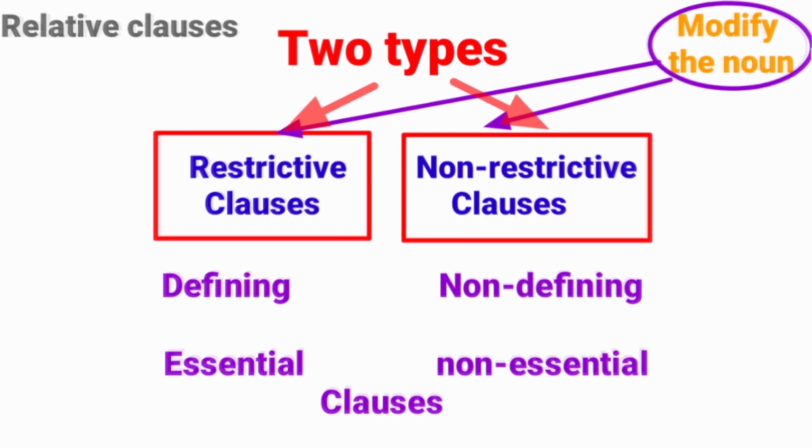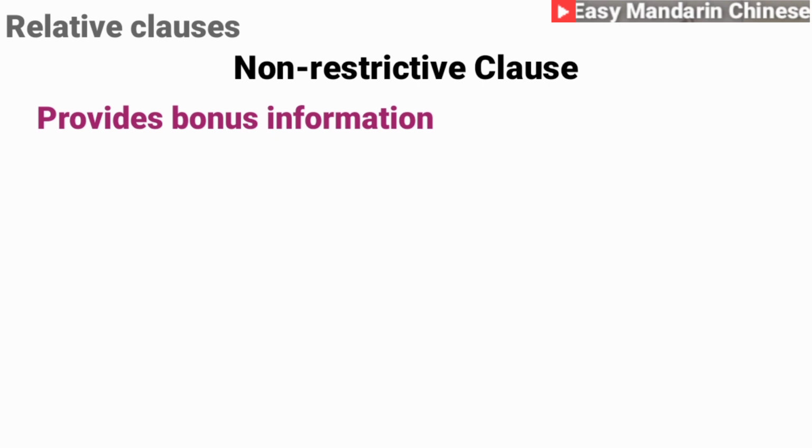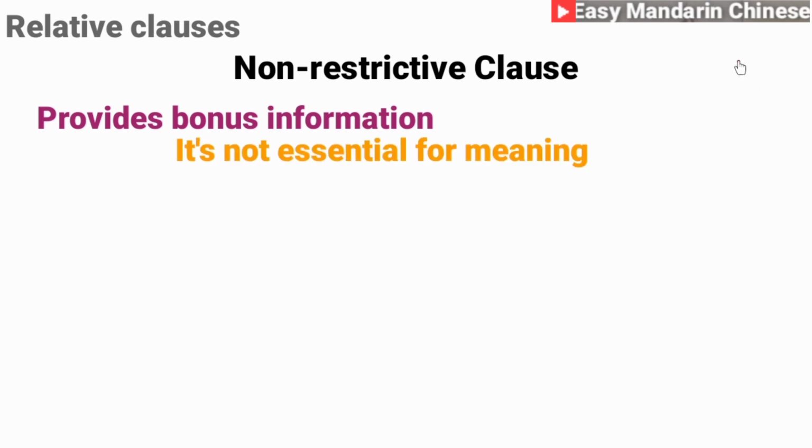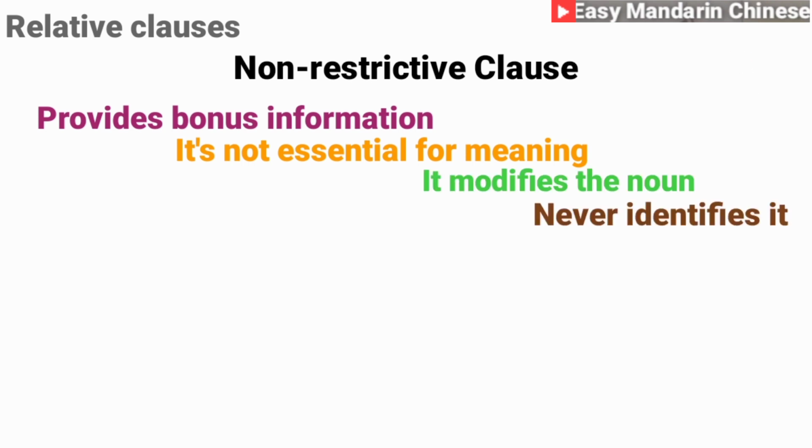I prefer talking about non-restrictive clauses first. So, a non-restrictive clause just provides bonus information. It's not essential for meaning. It does modify the noun, but it never identifies it or specifies it. So, if it's taken out of the sentence, the meaning would not be affected. It would just stay the same.